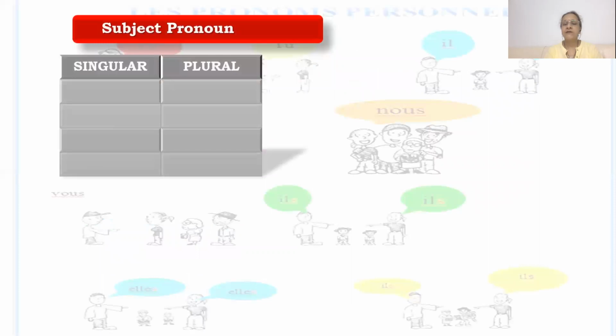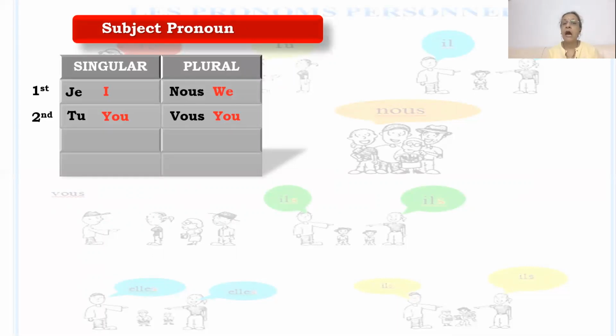Okay, let's have a look. First person singular in French is what? Je, in English I, and first person plural is we, that is nous in French. Second person singular tu, you, and plural vous, you. Vous in French is used for plural nouns, when I have to speak to more than one person.